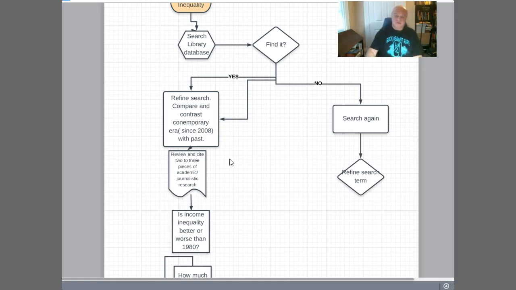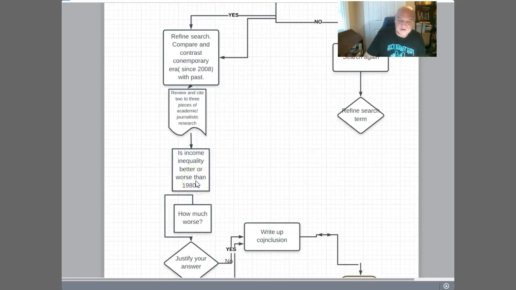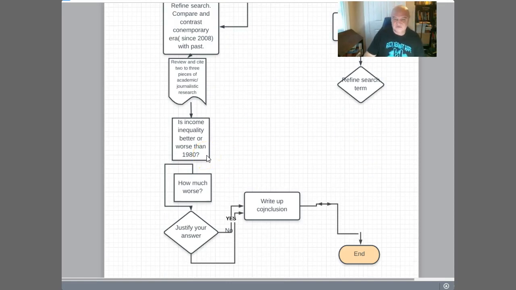And then you're going to cite a few pieces of academic research, and maybe it poses a question: is it worse or better than in 1980? How much worse? How much better? Justify your answer. Write up a conclusion. I've misspelled that, and then let's look at how you can do this for free in a Word document.